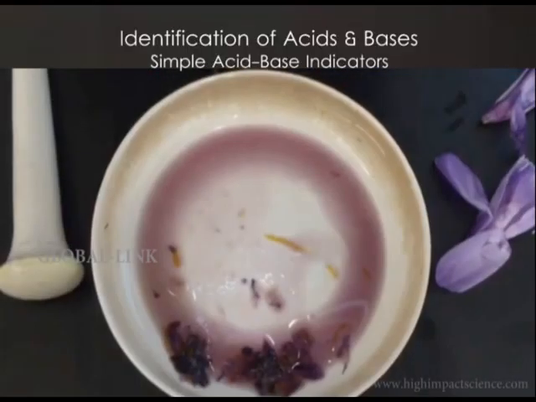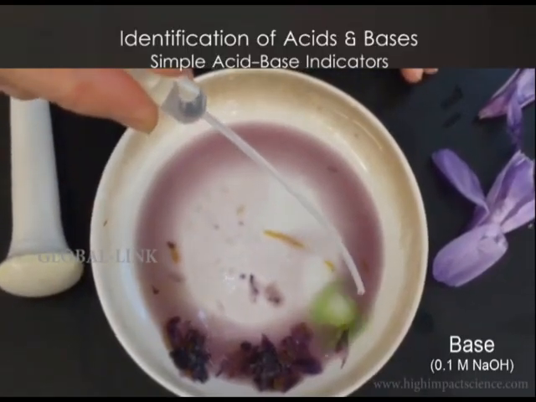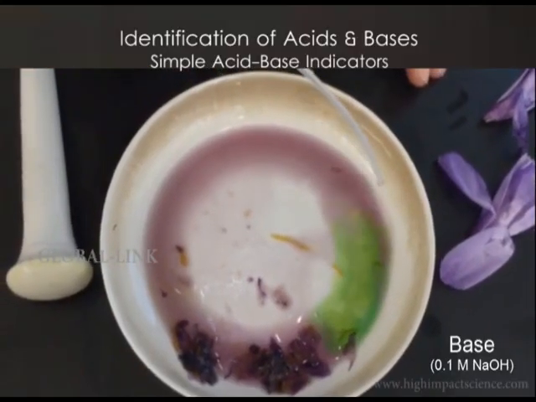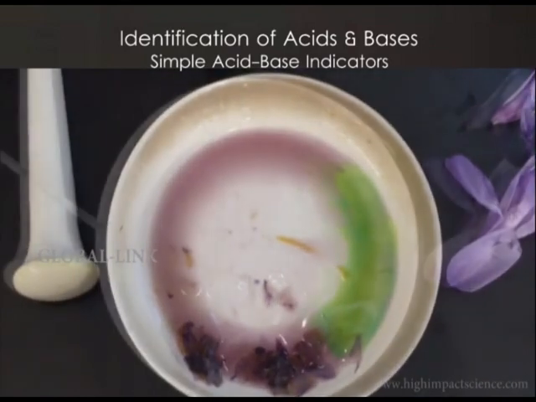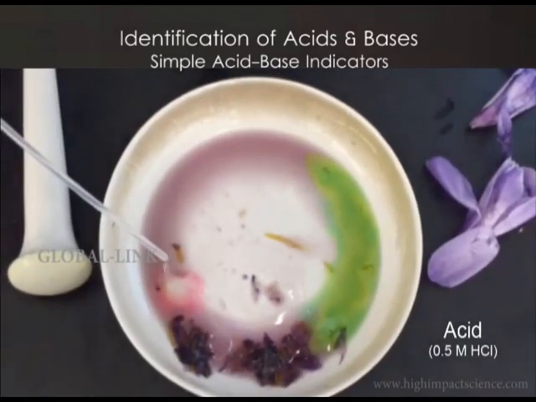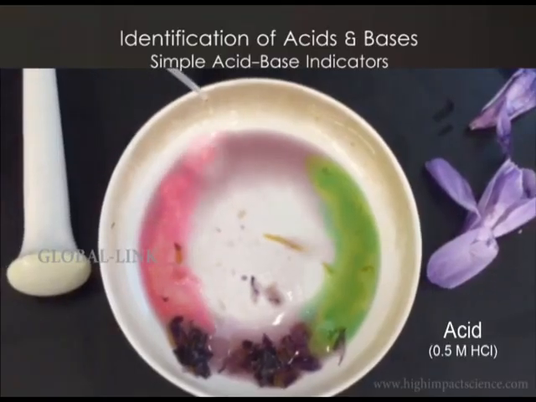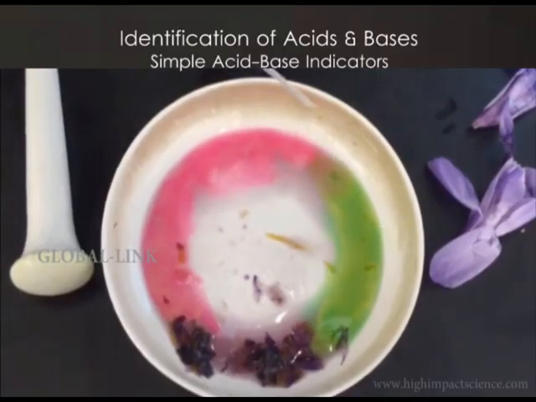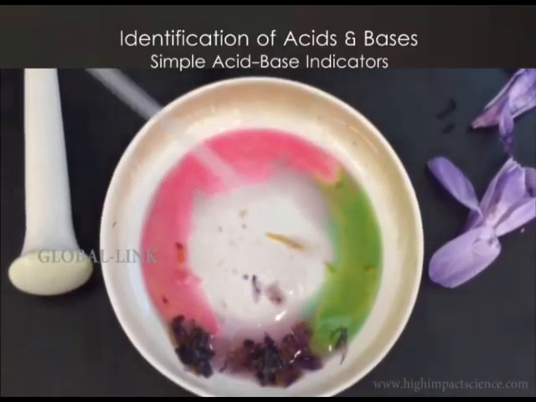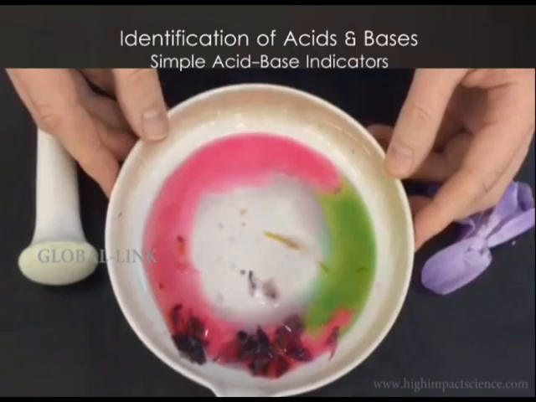If we add some drops of 0.1 molar sodium hydroxide, which is a base, the solution turns green. If we add some drops of 0.5 molar hydrochloric acid, the solution turns pink. Because the flower extract shows different colors in acid and bases, it's an indicator. However, this kind of indicator only works for a short duration of time, and the color keeps changing with time. So we need a more reliable and consistent indicator.